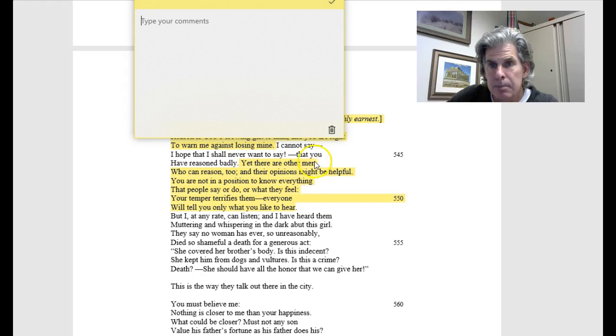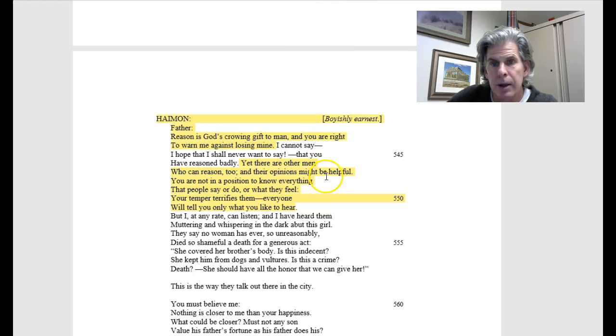Might be helpful. Okay, we won't worry about it now, but notice he is moving carefully with Creon. He doesn't want to trigger him. "You are not in a position to know everything that people say or do, or what they feel. Your temper terrifies them." This is something to keep in mind. We saw this at play with the sentry. We are seeing it at play with his son.